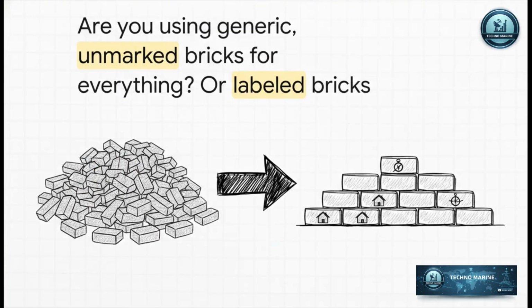Think of it like building a house. Are you going to use a giant pile of generic unmarked bricks for everything? Or are you going to use labeled bricks for the foundation and the roof? Semantic HTML is like using those labeled bricks. It gives your code meaning right from the start.